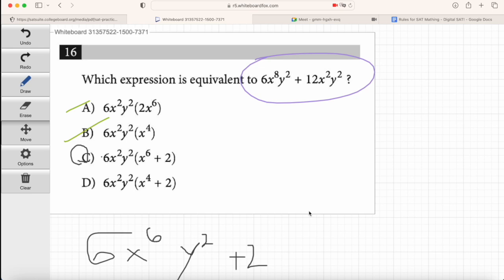So then that would be plus 12, because you're multiplying the 2 and the 6. So x squared, y squared. Does that make some sense?